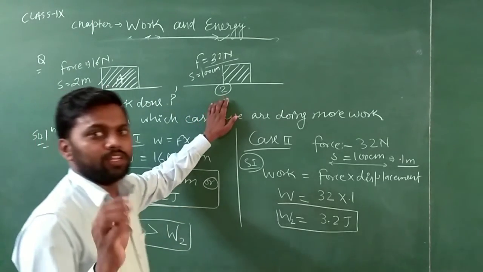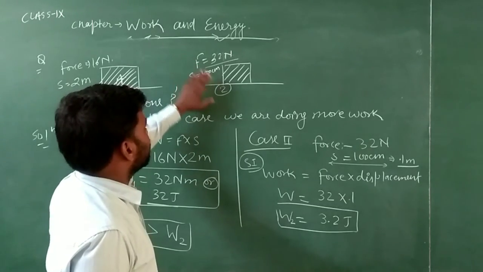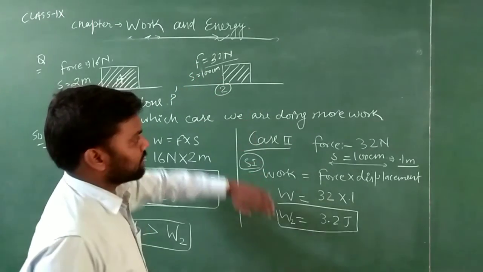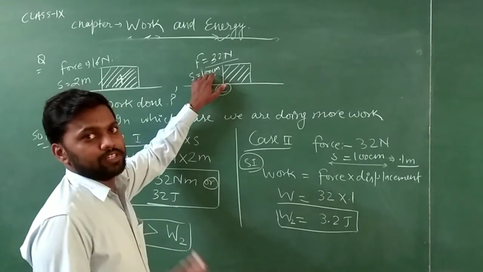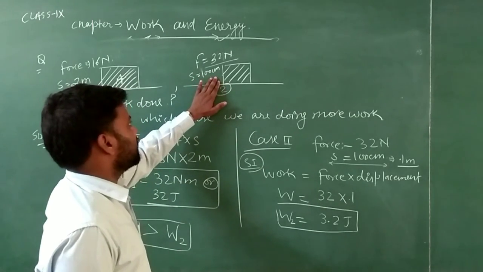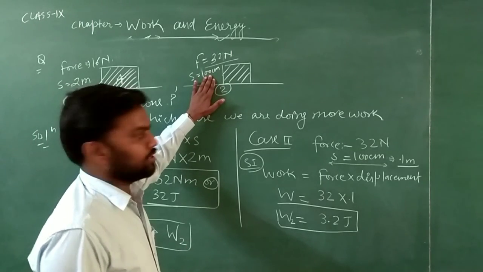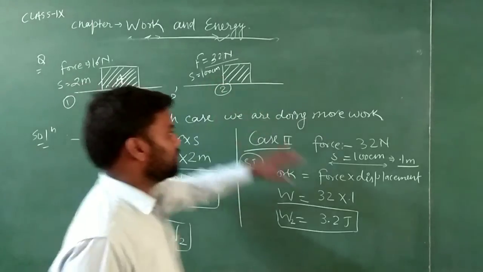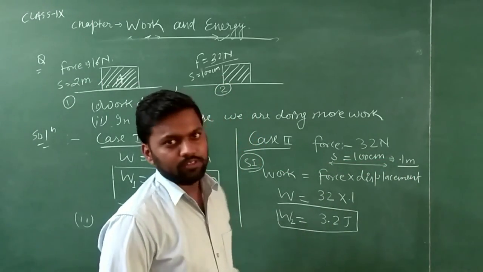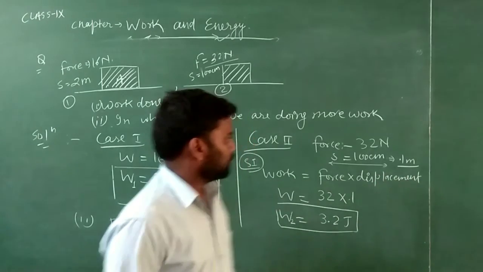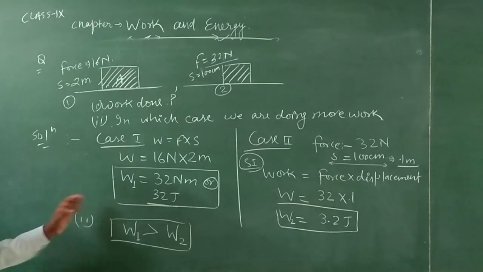So students, we need to keep in mind that quantities always need to be given in the SI system. If any quantity is given in any other system, that is CGS, like here displacement is given in centimeter, first of all we need to convert that quantity into the SI system, that is 100 centimeter will be converted into 0.1 meter. Then we can easily calculate the work done in any case by the simple formula.